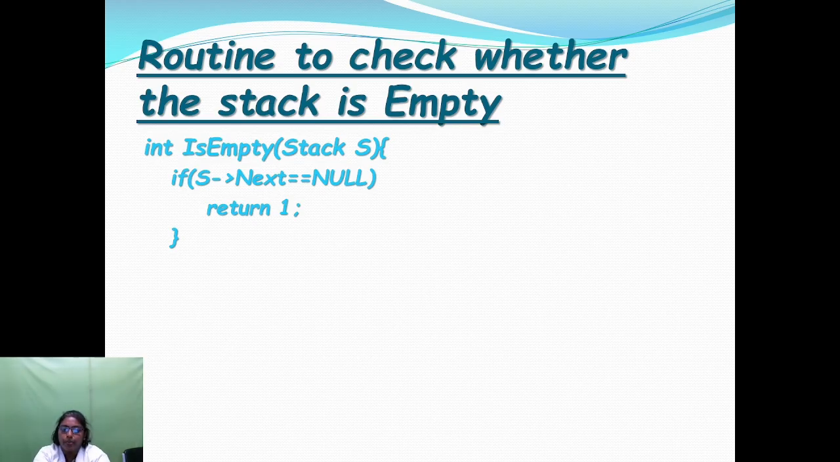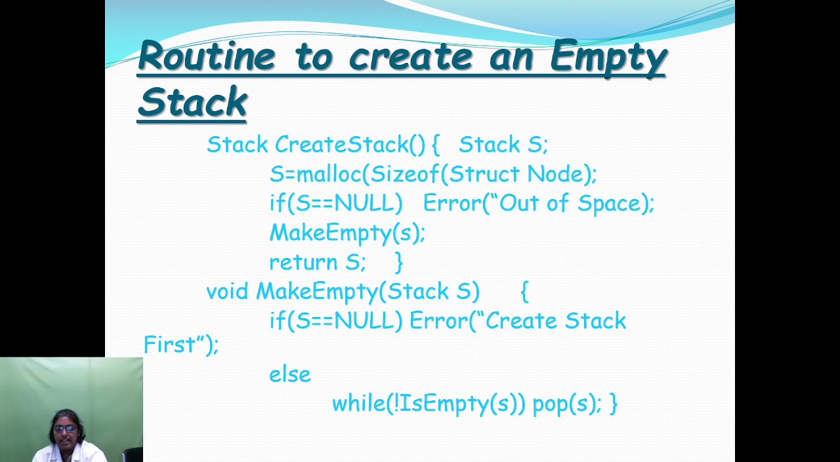There is a routine to check whether the stack is empty or not. If s of next is equal to null, we return 1, so the stack is empty. For creating an empty stack, we allocate memory: malloc is the memory allocation for the size of struct node. If s is equal to null, we give the error, out of space; or else we invoke the make empty routine, then we return. The make empty routine checks whether s is equal to null, then it will create a stack first, or else it will pop the values.